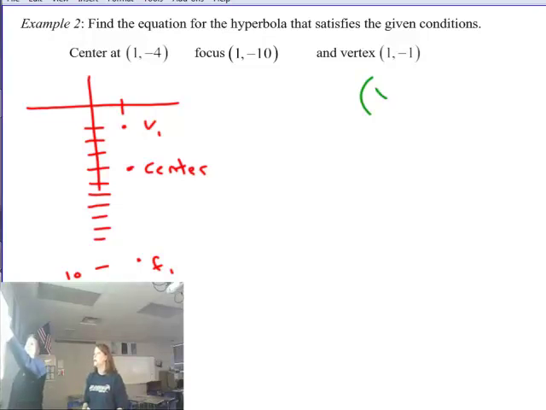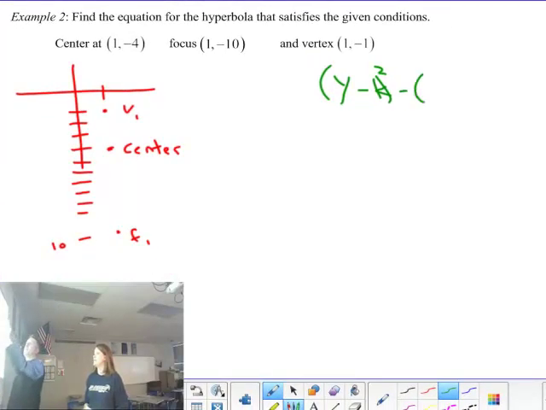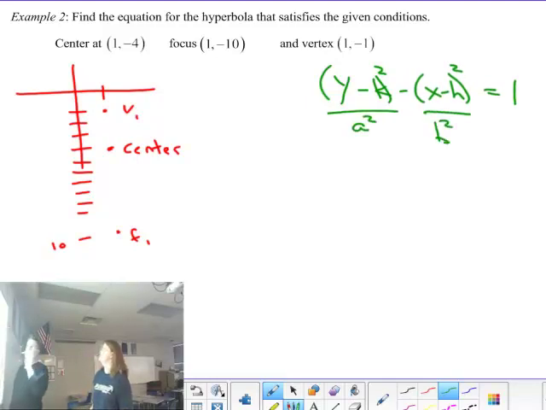So what's going to go first here? Vertical is going to have a y first, so y minus k squared, minus x minus h squared, equal to 1. And then the bottom: A is always first. So A squared and B squared. We need H, K, A, and B.